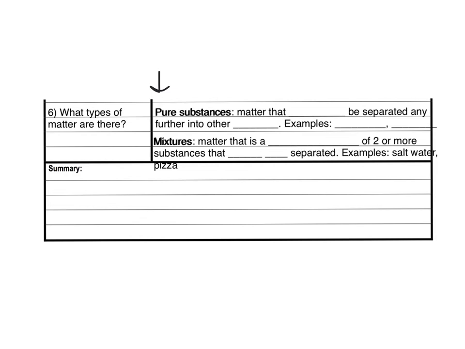Okay, this standard we're going to be talking about pure substances. The next standard that we're going to be moving on to is about mixtures. A pure substance is matter that cannot be separated any further into other parts. It's pure. There's nothing else in this thing that you could break it up into. So examples would be oxygen, and don't confuse oxygen with air.